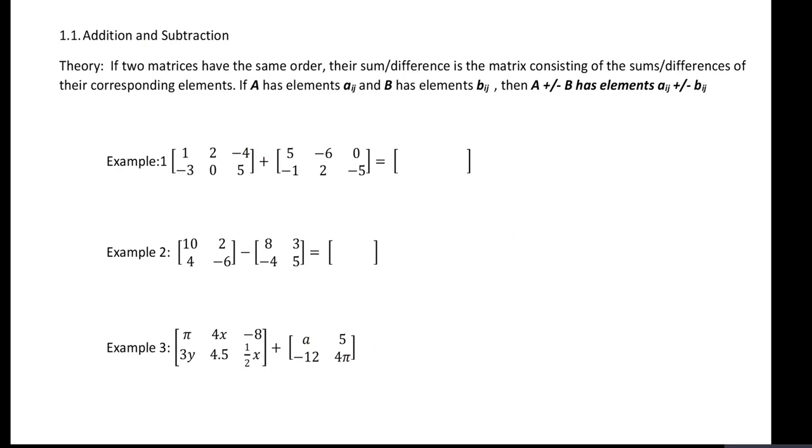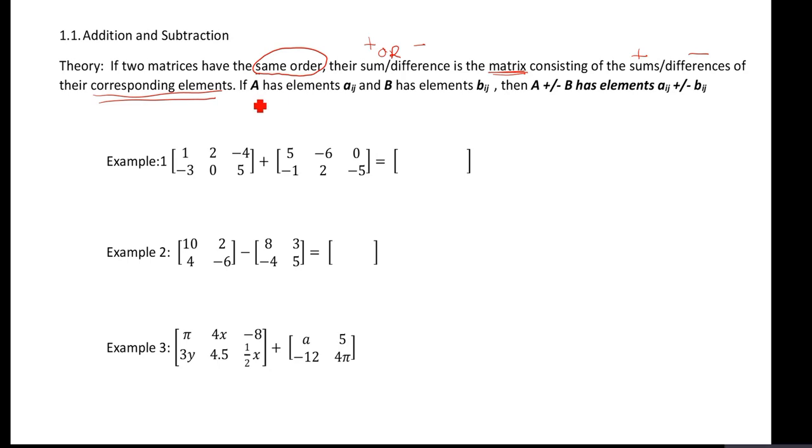Again, just to read through the theory. If two matrices have the same order, now I'm going to highlight same order, then the sum or the difference is the matrix. So analyze it carefully. If two matrices have the same order, so you're dealing with two matrices, you want to add or you want to subtract them, then the matrix, in other words, the answer, consists of also adding or subtracting their corresponding elements.